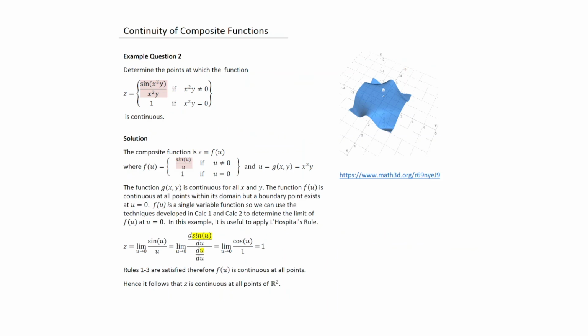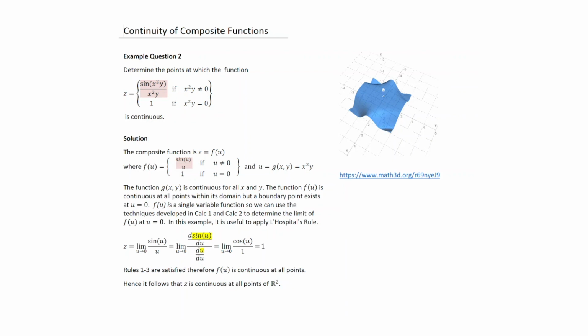All right, so we'll do one example here. This, again, is an interesting one. Determine the points at which the function z is equal to sine of x squared y over x squared y, if x squared y is not equal to 0, and 1 if x squared y equals 0, is continuous. Okay, so how do we go about doing it? Well, you'll notice that in the numerator and denominator, x squared y is common. So let's give it a variable name u. So g of xy becomes x squared y, and x squared y as a whole would be replaced by u. And so that's what I've done.